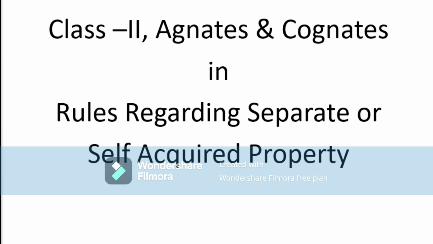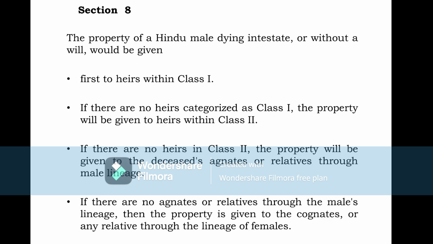Sections 8 to 13 of the Hindu Succession Act 1956 deal with the rules regarding separate and self-acquired property of a Hindu male. Section 8 says if a male Hindu dies intestate, that is without making a will, the property will be given to the first class 1 heirs. In class 1, there are 16 heirs.